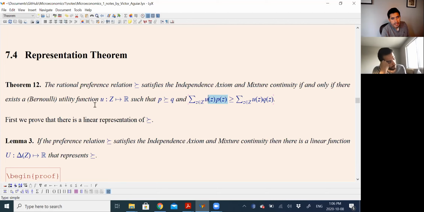So what I basically claim is that if the ranking, the binary relation, satisfies independence and mixture continuity on top of being rational, then you can construct an expected utility representation of the binary relation. And if you have an expected utility representation, then if you construct a binary relation on the basis of this utility, you will get something that satisfies independence and mixture continuity, okay?